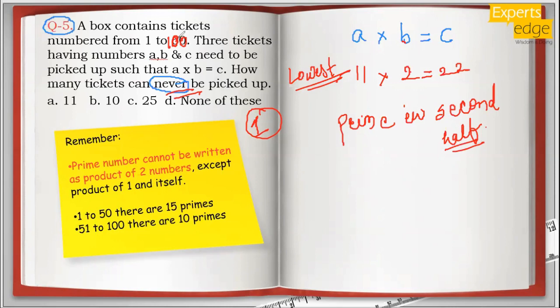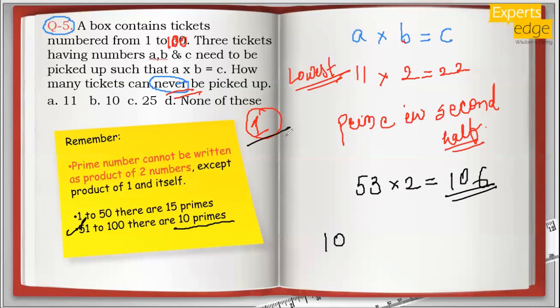Take any prime number from 51 to 100, let's say 53. Obviously 53 cannot take the place of C, but if I try to pick up 53 with the least number, that is 2, the product will be 106. And I don't have ticket number 106 as my limit is 100. So any value in the second half can never be picked up, like 97. So from 51 to 100, how many prime numbers are there? 10. So in total, these 10 prime numbers plus ticket number 1, because 1 is neither prime nor composite, means a total of 11. 11 numbers can never be picked up. So this is the answer of this question.